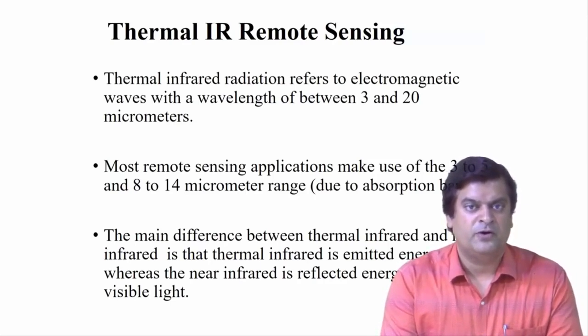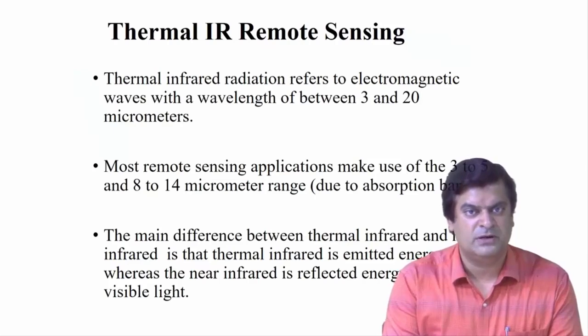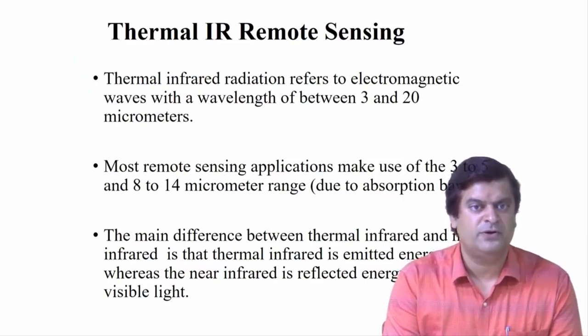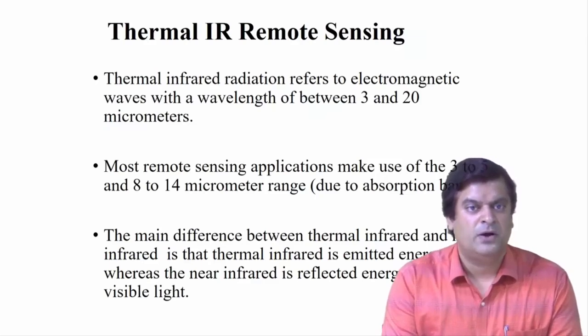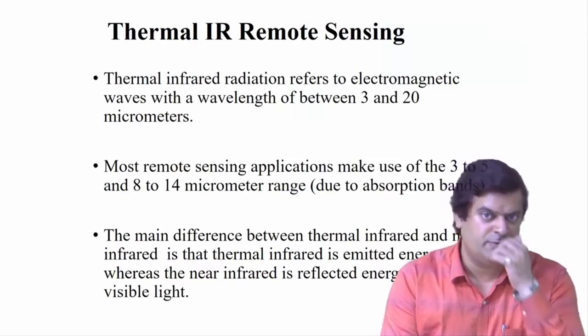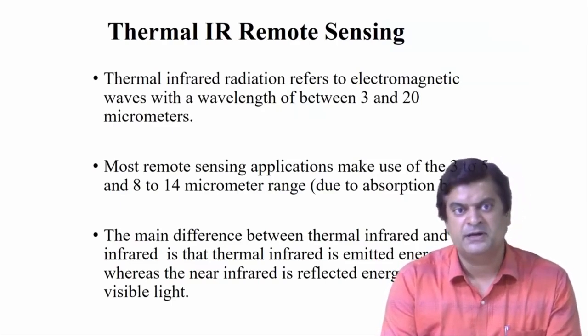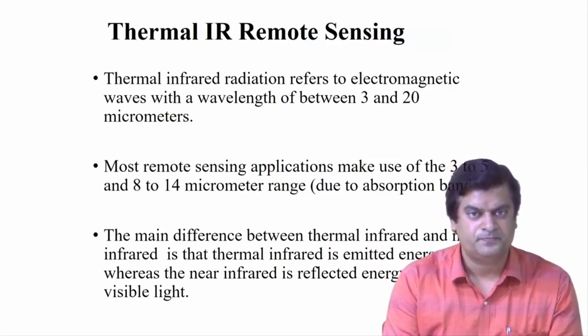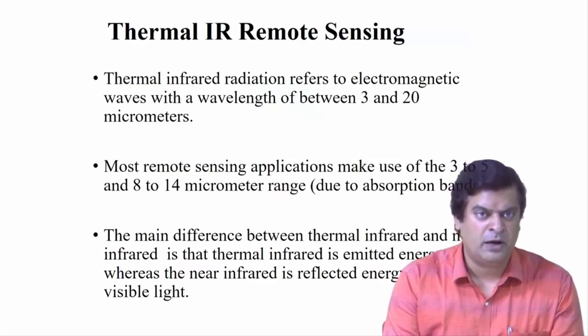Now when we are talking about the thermal infrared range, sometimes the theoretical range goes from 3 micrometer to 100 micrometer. In some books you are also going to see the range from 3 micrometer to 20 micrometer. But most remote sensing applications make use of the 3 to 5 and 8 to 14 micrometer ranges, because 5 to 8 micrometer is the absorption band. All the information which will be radiated by the surface in 5 to 8 micrometer will be absorbed by the atmospheric water vapor. So that particular range could not be used for imaging purposes.